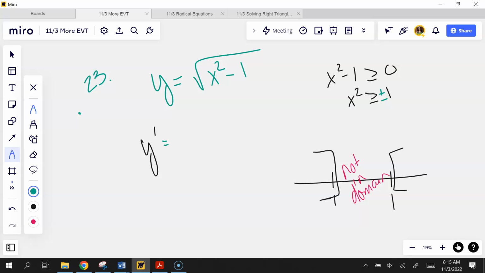What's the derivative here? Do power first, 1/2. Agree or disagree? Chain rule. So I really just have x over the square root of x squared minus 1. All right, what now?